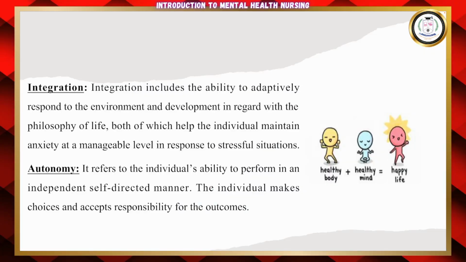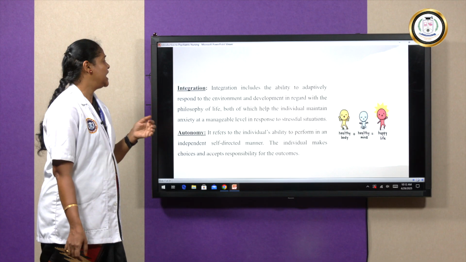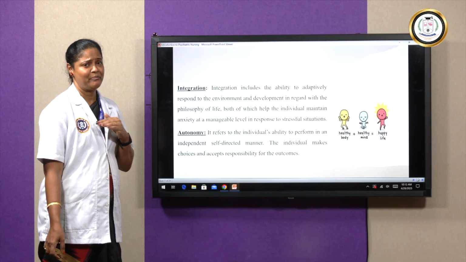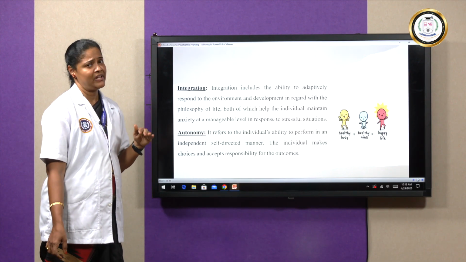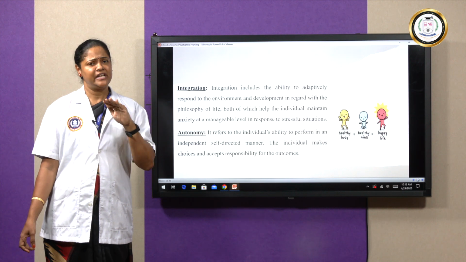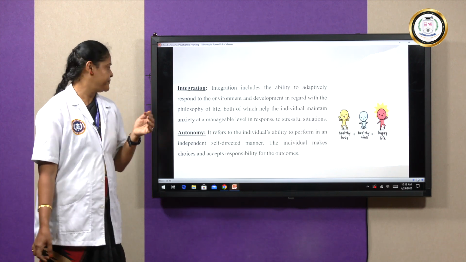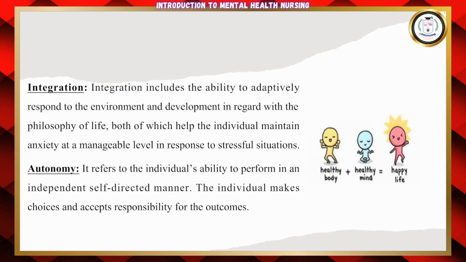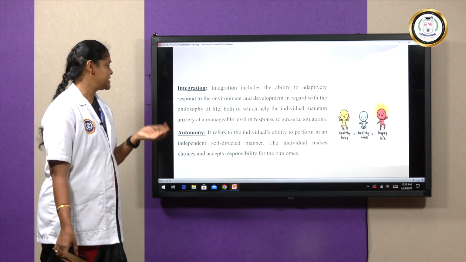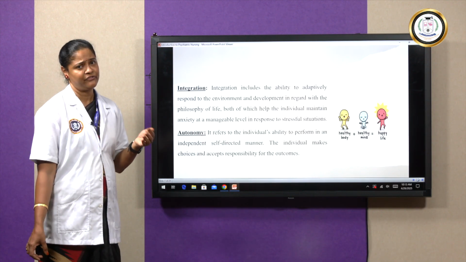Then the third indicator is integration. Integration includes the ability to adaptively respond to the environment and the development of a philosophy of life, both of which help the individual maintain anxiety at a manageable level in response to a stressful situation. So a mentally healthy individual has to manage his anxiety level in stressful situations. Autonomy refers to the individual's ability to perform in an independent, self-directed manner. So he has to work independently without depending on others. The individual makes choices and accepts responsibility for the outcomes.